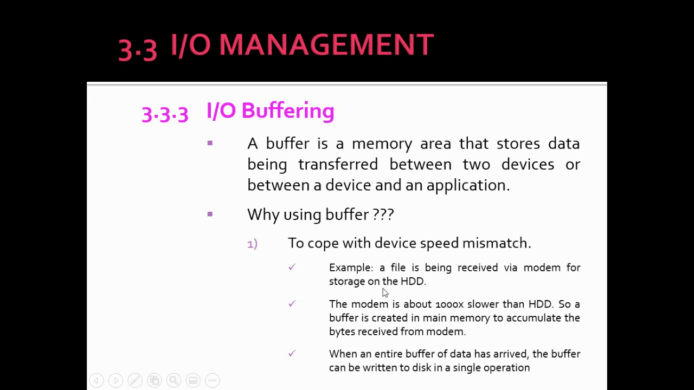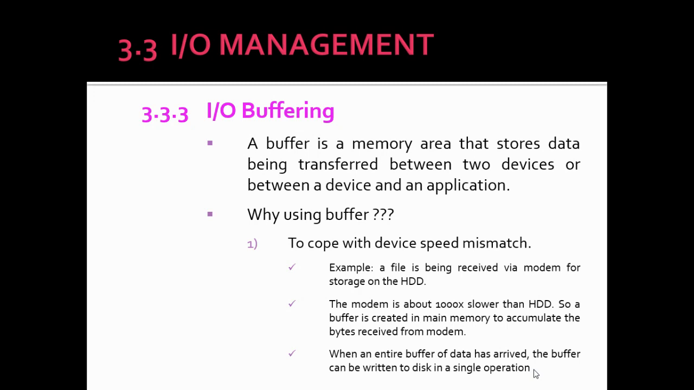So let's just look at this example. A file is being received via a modem for storage on the hard disk. So you're getting a file from the modem, and this file needs to be stored inside your hard disk. So it's between the input output device and another device. The modem is about 1000 times slower than the hard disk. So a buffer is created in the main memory to accumulate the bytes received from the modem. When the entire buffer of data is received, the buffer can be written to the disk in a single operation. The hard disk is running very fast. However, the modem is very slow.